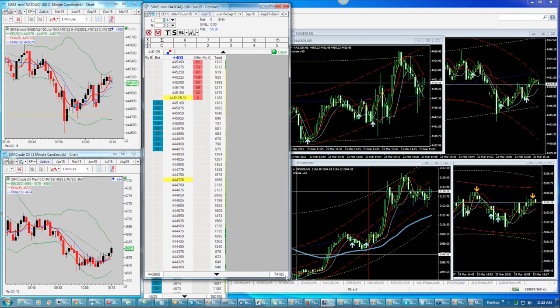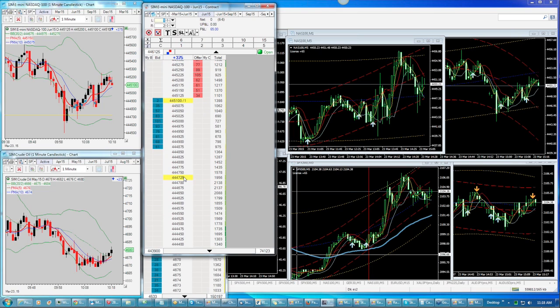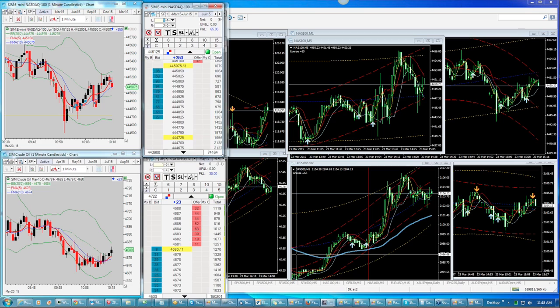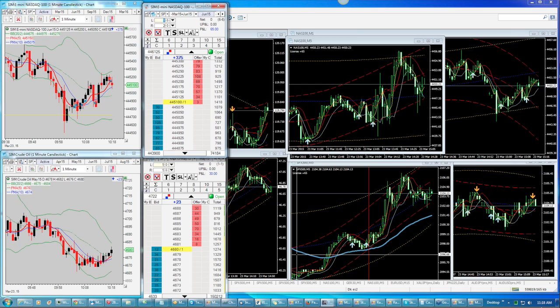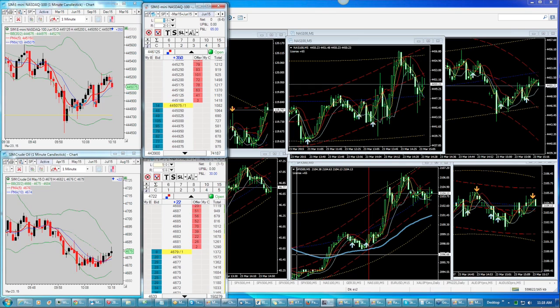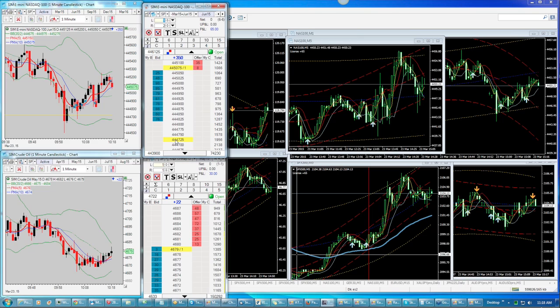So that's the open. That's the opening price or closing, however you want to look at it. The moving yellow bar indicates the current price action. What does the stationary yellow bar mean?